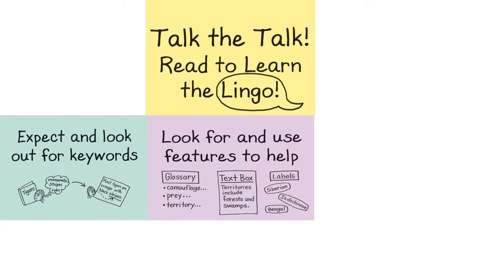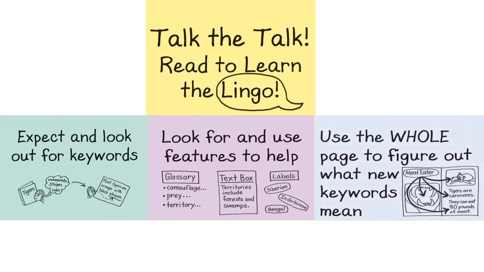So, readers, we talked about reading to learn the lingo, expecting keywords and looking out for them, and looking at all the features like we did in the elephant book, the glossary, the text box, the labels. And today we looked at how we need to use the whole page to figure out what keywords mean. Authors put information sometimes in the text, sometimes in a picture, sometimes in places where you might not think to look. And as we saw in the elephant book, sometimes the answer is not on the page. We have to go to a different one, like the glossary.